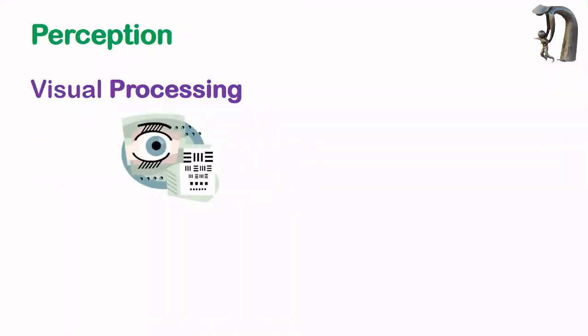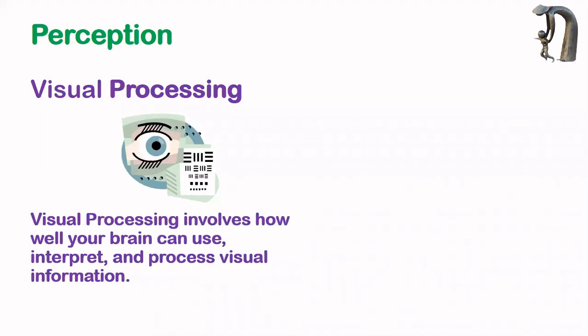Then let us move to perception and understand what this is. Perception means, as I said, you have visual perception as well as auditory perception. Visual processing involves how well your brain can interpret the information that you see with your eyes. Okay, fine, I'll show you one. But first, let us understand what visual processing is.